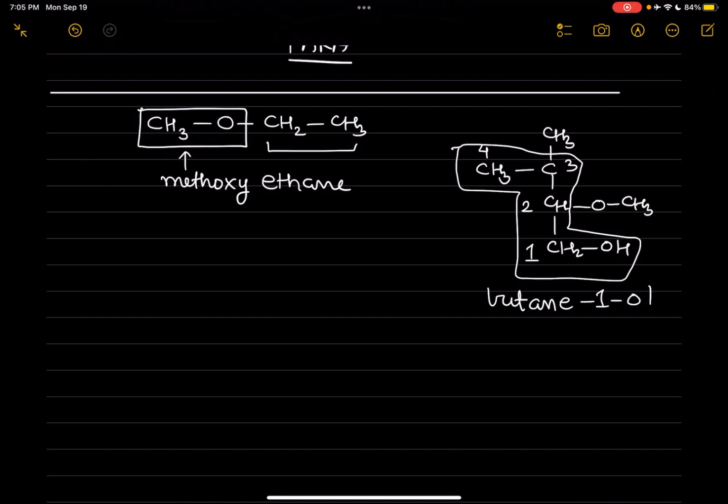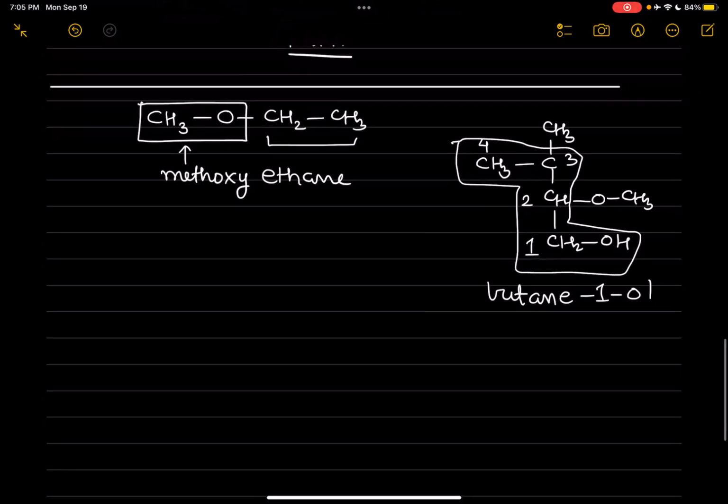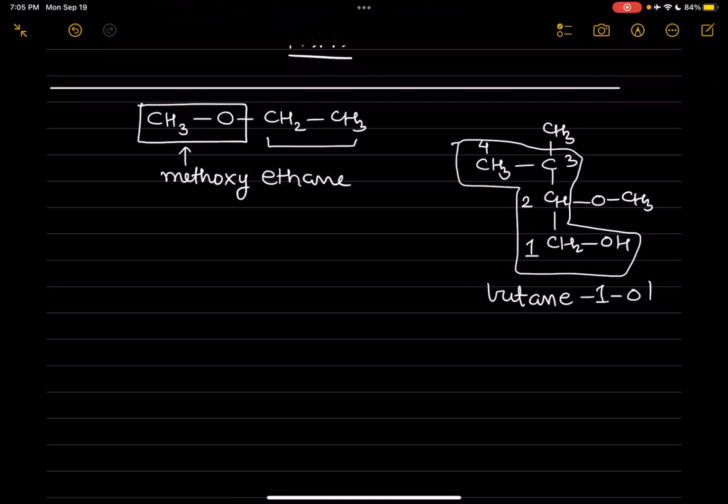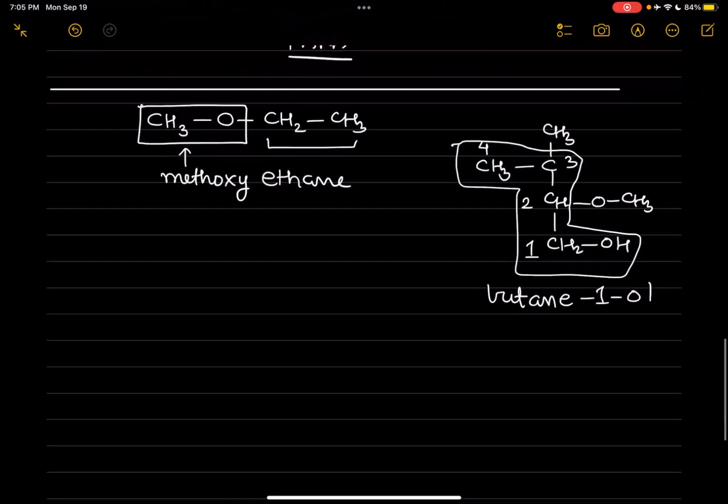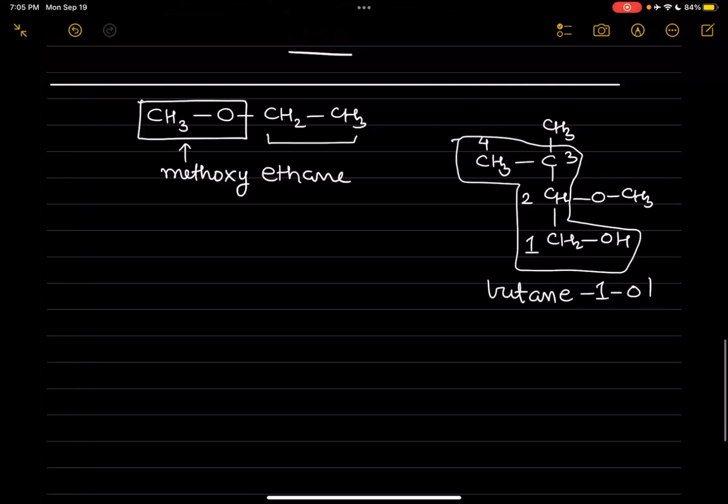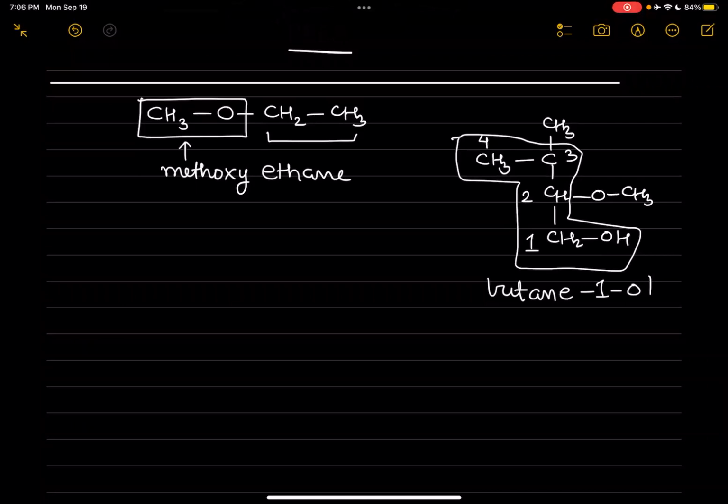2-methoxy. Is it clear? So on the second position you have methoxy, and on the third methyl. So which one should be written first? Methyl or methoxy? Meth-y, methyl, and meth-o, methoxy. So O comes before. So I should write 2-methoxy, right? And 3-methyl. Is it clear? Butane-1-ol. So that's going to be the IUPAC name of this compound.